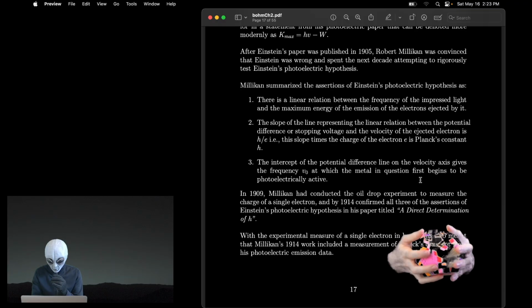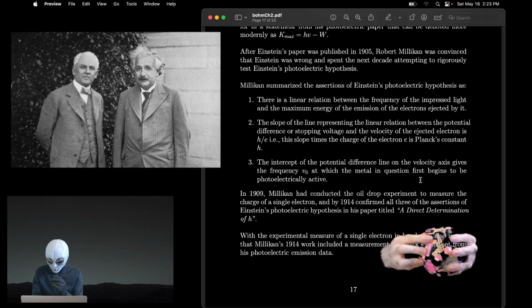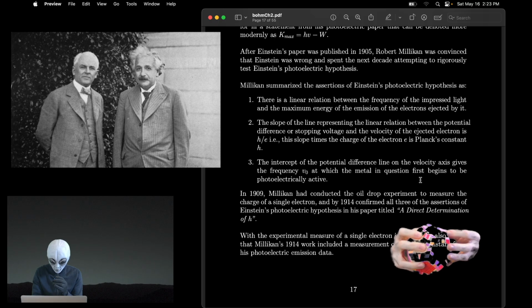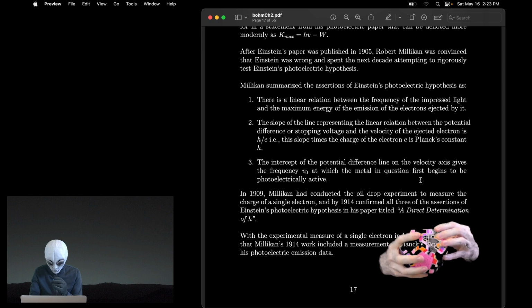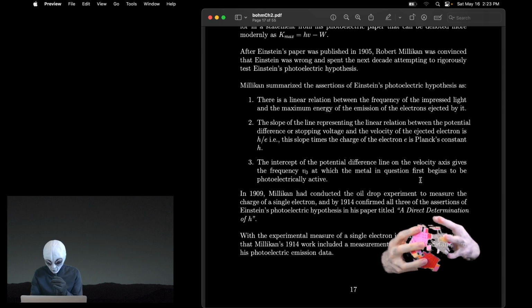After Einstein's paper was published in 1905, Robert Millikan was convinced that Einstein was wrong and spent the next decade attempting to rigorously test Einstein's photoelectric hypothesis. Millikan summarized the assertions of Einstein's photoelectric hypothesis as 1. There is a linear relation between the frequency of the impressed light and the maximum energy of the emission of the electrons ejected by it.